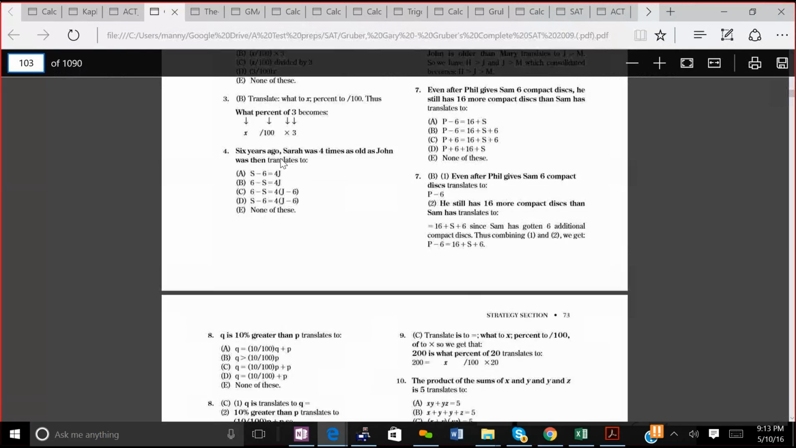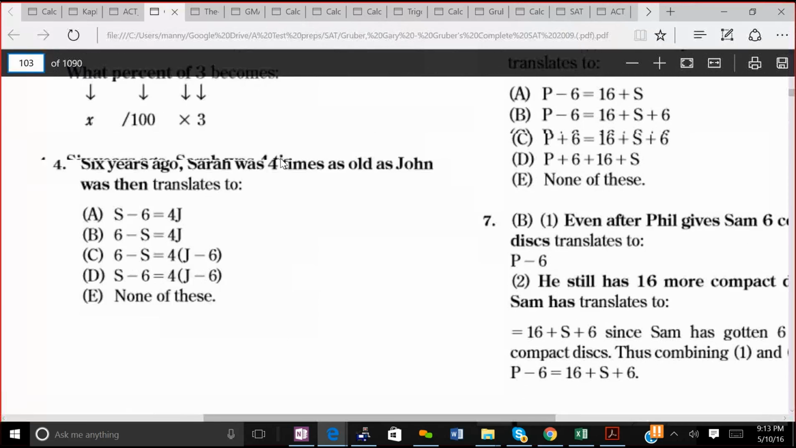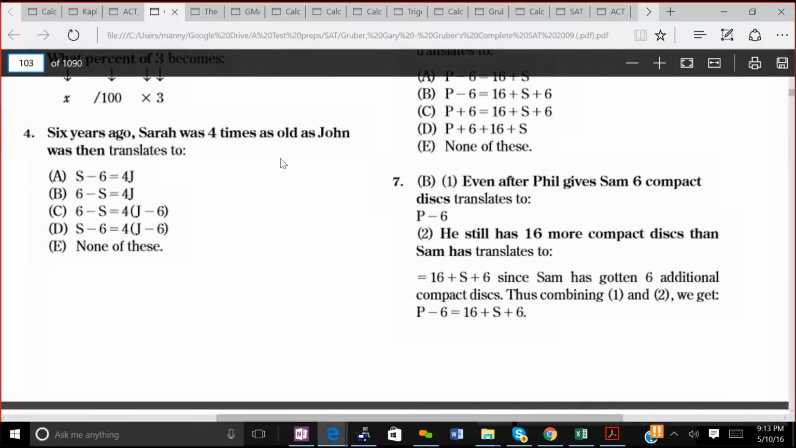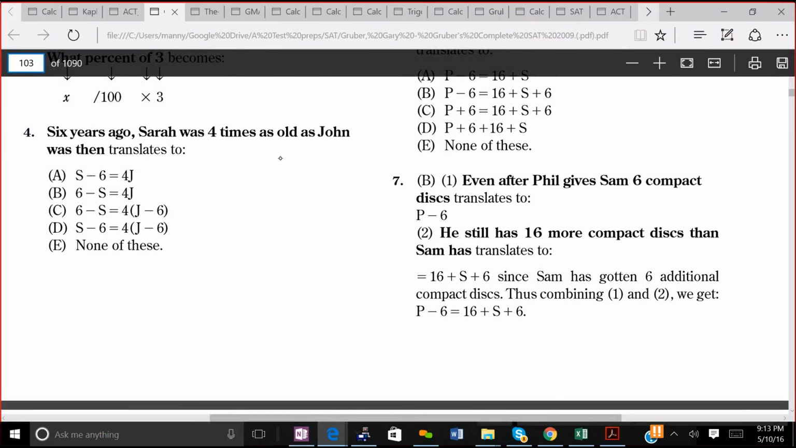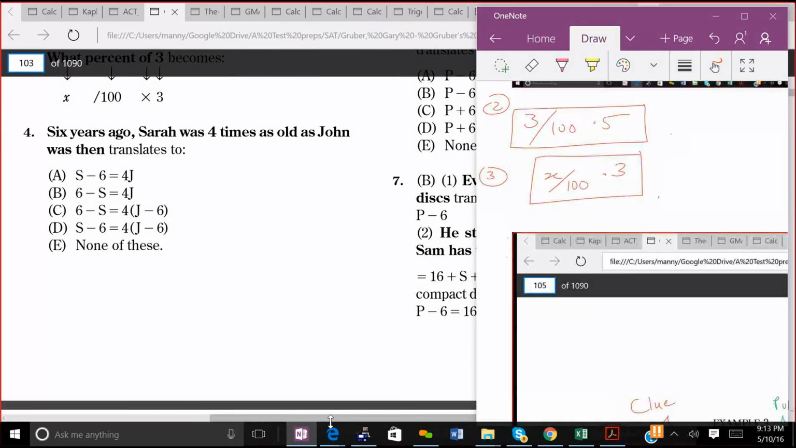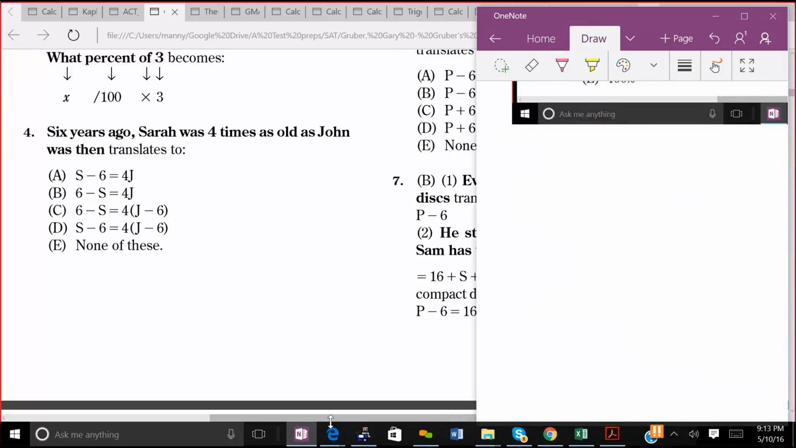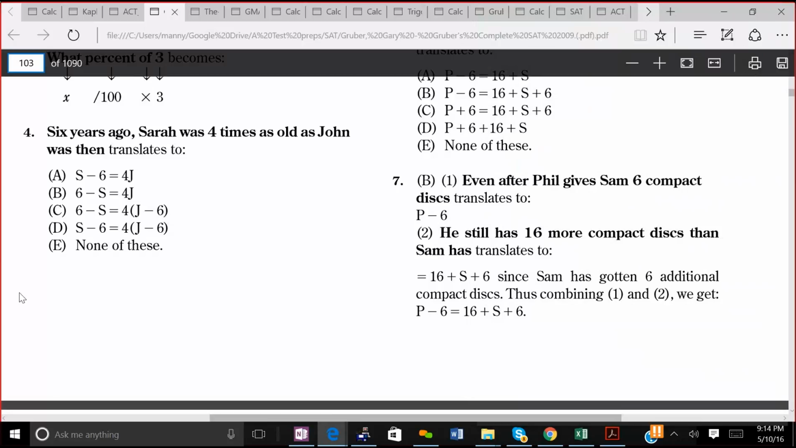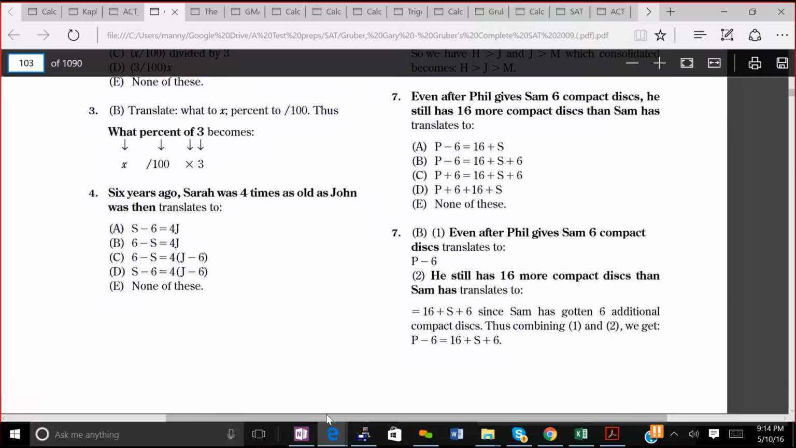All right. Cool. The next app I want you to learn is in question number 4. Let me take a picture again. We'll take both of these, 4 and 7.